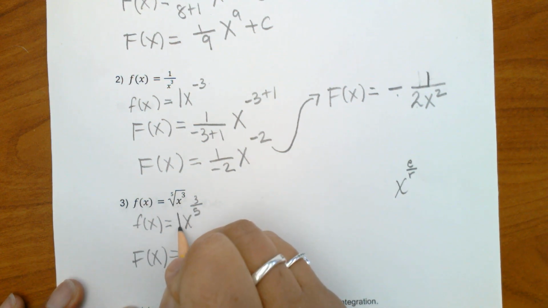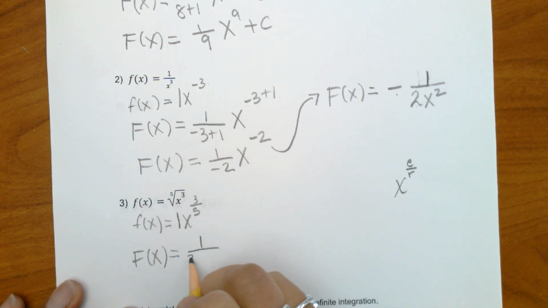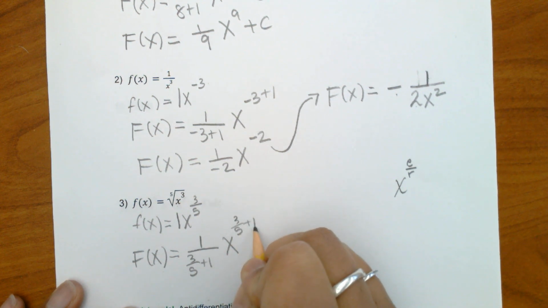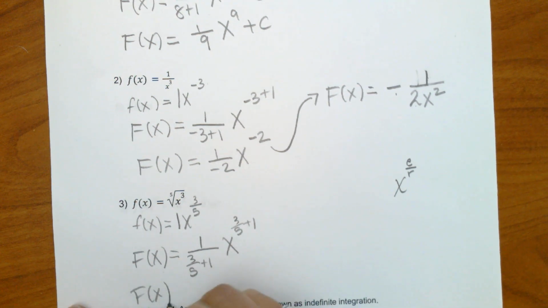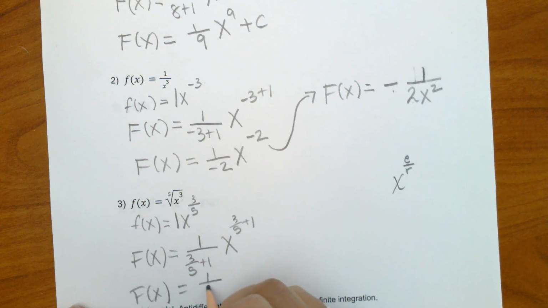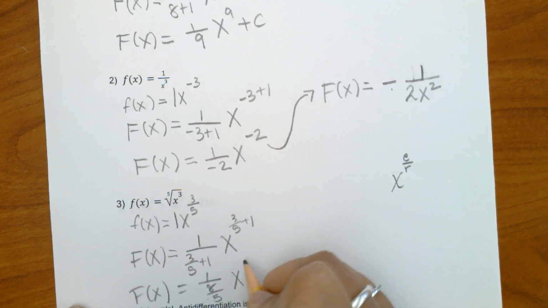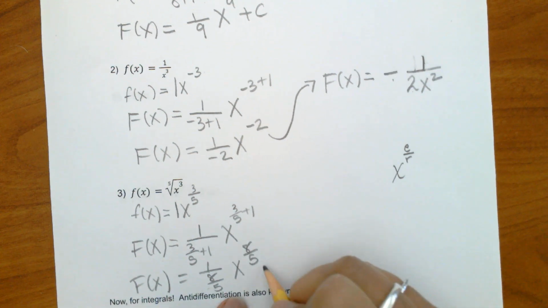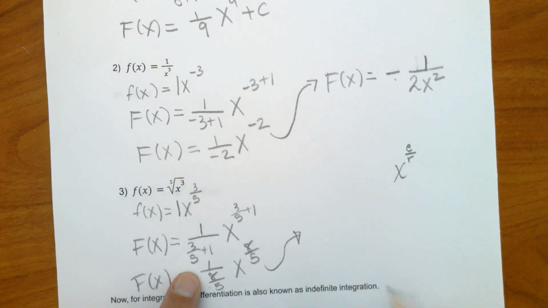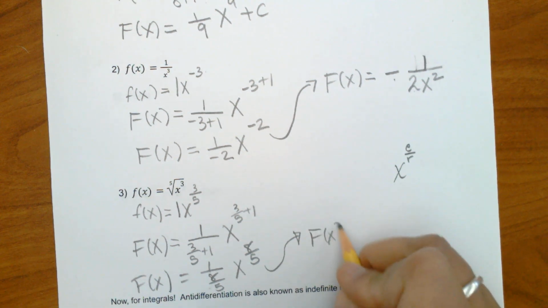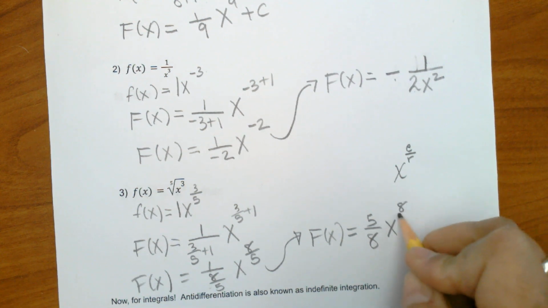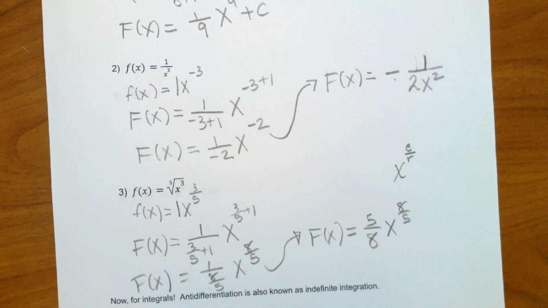F of x equals, this is a 1 over 3/5 plus 1, x to the 3/5 plus 1. Then we could do a little math. This is going to be 1 over 8/5 times x to the 8/5. 3/5 plus 1 is 8/5. I'm going to clean it up even more because I don't like this 1 divided by a fraction. So when you see that, you just flip that fraction in the denominator. That's really 5 over 8, x to the 8 over 5. And there you have it.